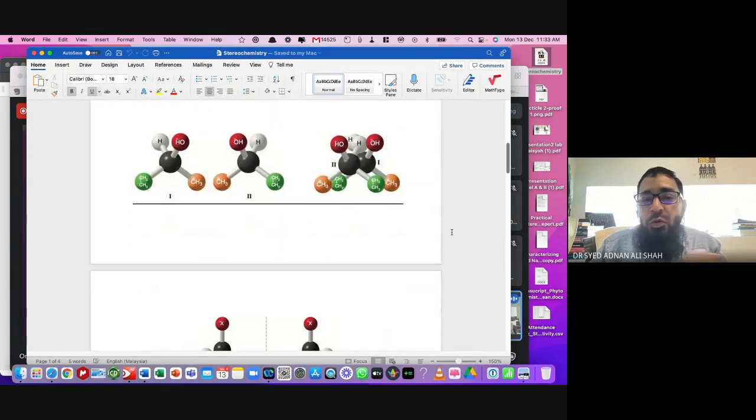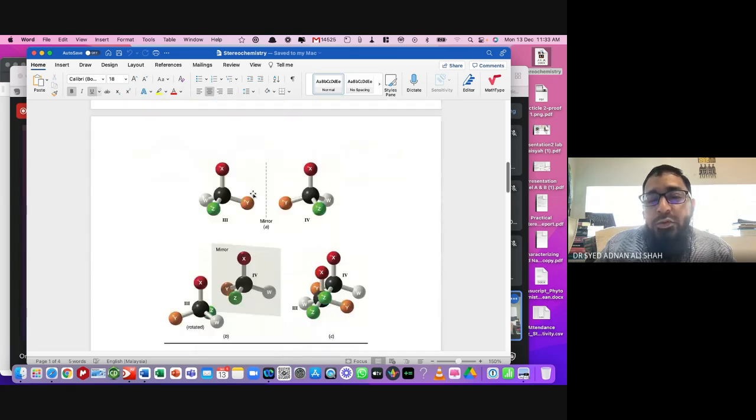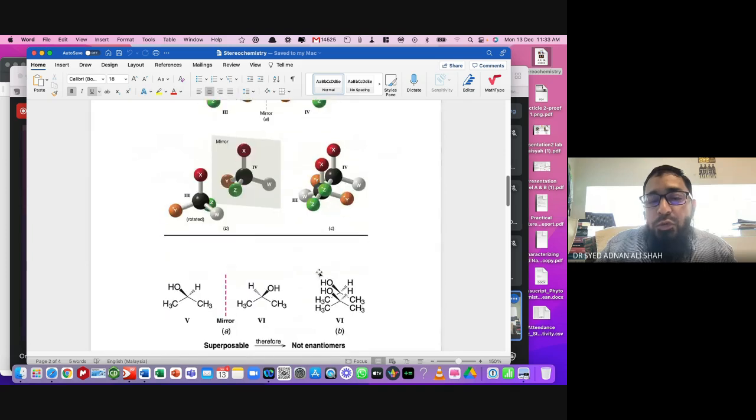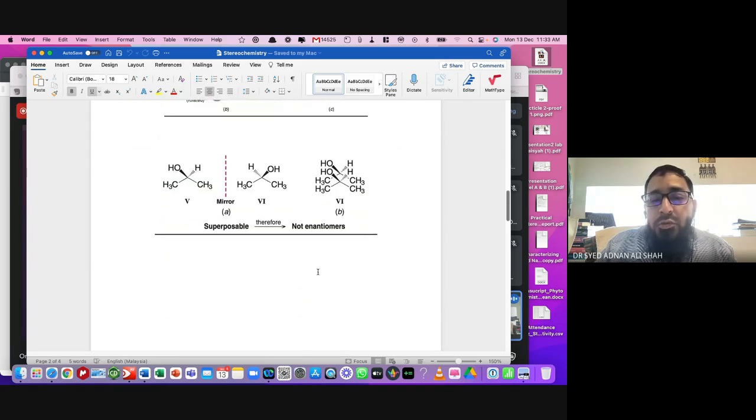So non-superimposable mirror images like this, they are non-identical, right? You can have mirror images, which I have shown you in the model: hydroxyl, hydroxyl, methyl, methyl, and hydrogen and CH3OH, right? So they are non-superimposable mirror images like this. This is how enantiomers can be. They are non-superimposable mirror images, right?